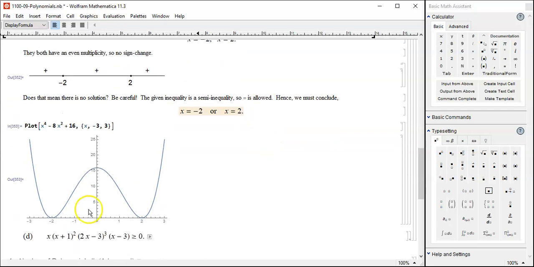Here's a graph. It doesn't go down at all, so strict negative doesn't happen. But x equals -2, that's when the y coordinate is 0. X equals +2, again, that's when the y coordinate is equal to 0.